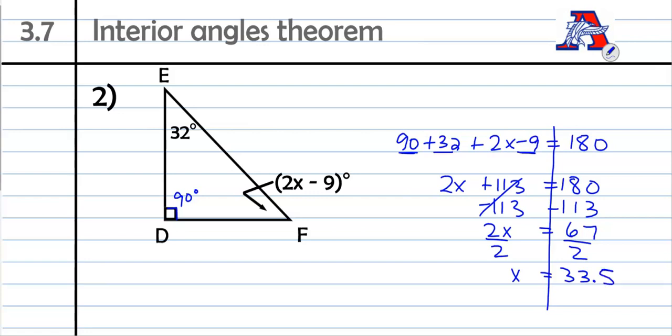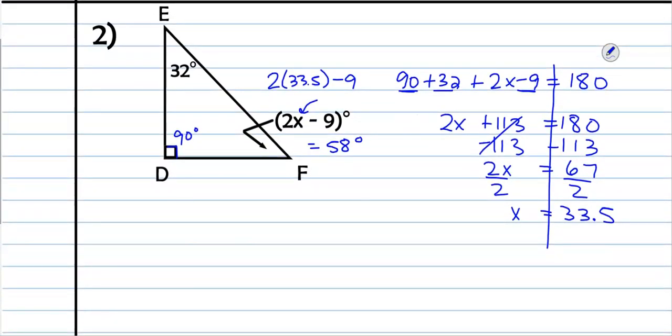33.5. Okay, so don't be worried. It's okay. We can have fractions. We can have negative numbers. No big deal. But what we're going to do now is plug that 33.5 in for x. So 2 times 33.5 minus 9. Well, 2 times 33.5 is 67. And 67 minus 9 is 58. So angle F is 58 degrees.